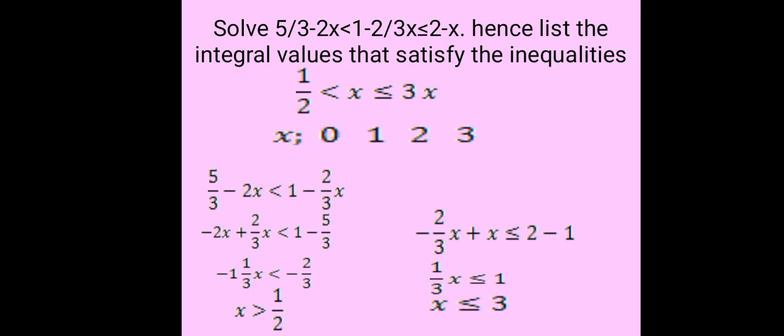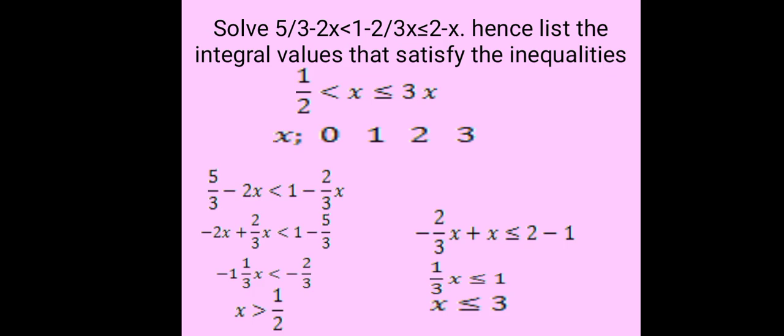Solve 5/3 minus 2x is less than 1 minus 2/3x, which is less or equal to 2 minus x. Hence, list the integral values that satisfy the inequalities. Now we solve the first part first. You can see I've solved and we have found that x is greater than a half.